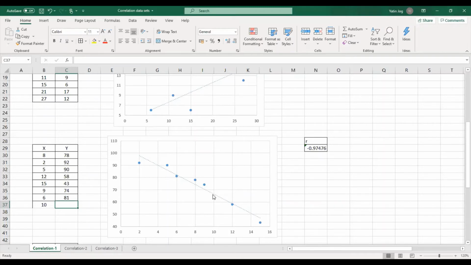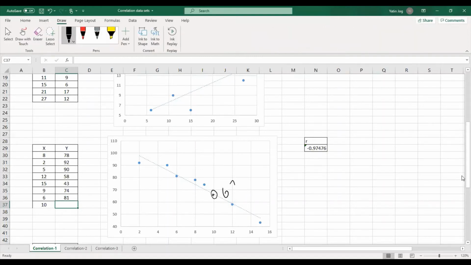If I'm expecting the value of Y as 67 for X equal to 10, because there is a strong relationship, minus 0.97, a very strong relationship, I can expect that my actual value will deviate at most between 65 to 68. That deviation will not miss. I'll not go wrong with the deviation because of the strong relationship. I can say the deviation will be between 65 to 68. So my range of deviation is very small based on the behavior of other data points.